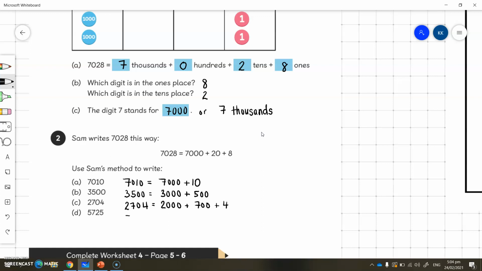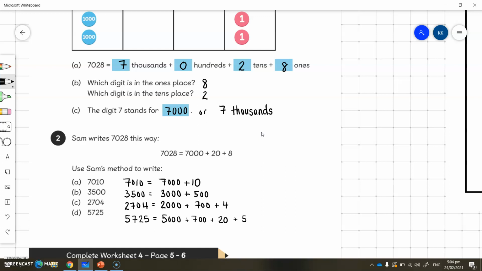And finally, I can use Sam's method to write 5,725 as being equal to 5,000 plus 700 plus 20, 2 tens, plus 5. If we want to kind of look at this again in breaking apart our number, we could do this.